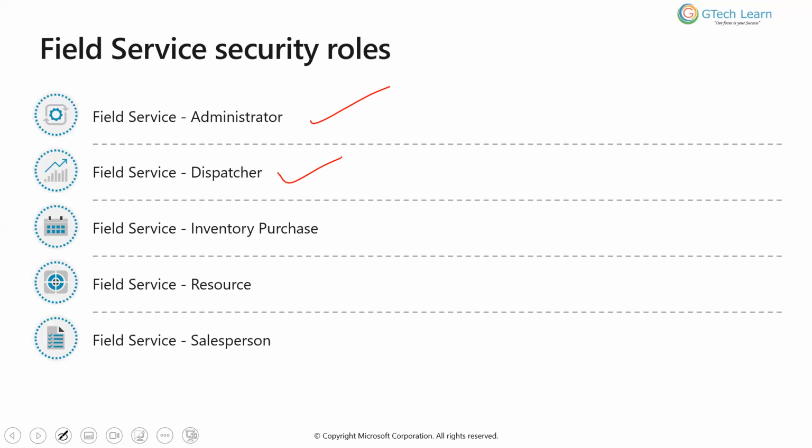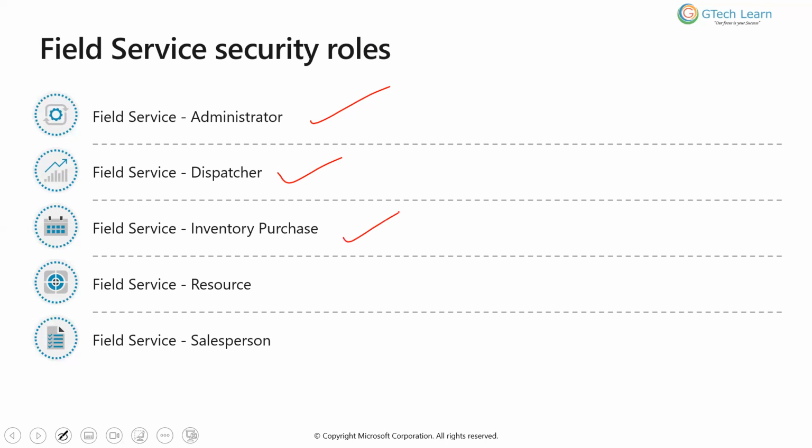So whenever we want to complete that kind of work, in that scenario, I need to associate that person with this role called field service dispatcher. The third type of role we are going to have in this field service area is field service inventory purchase.